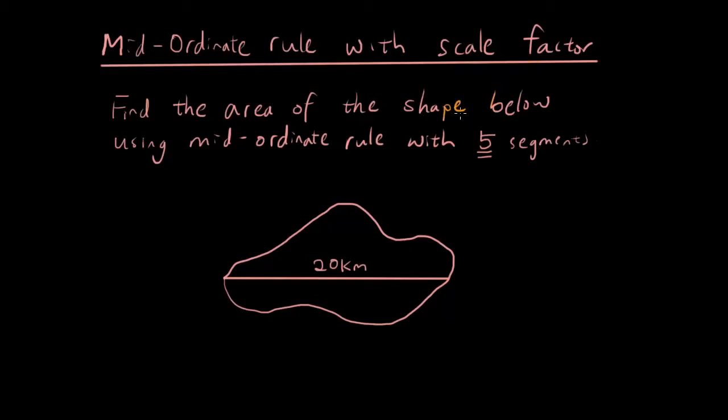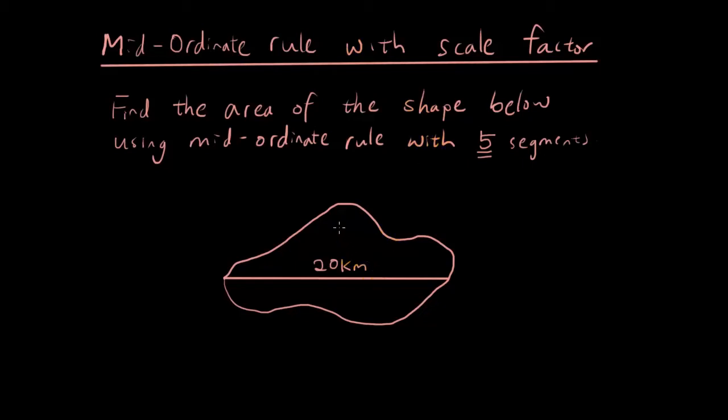In this lesson, we're going to look at a practical problem where you have to find the area of an irregular shape using the mid-ordinate rule, and you also need to find the scale factor of the map first. So how do you do this question?